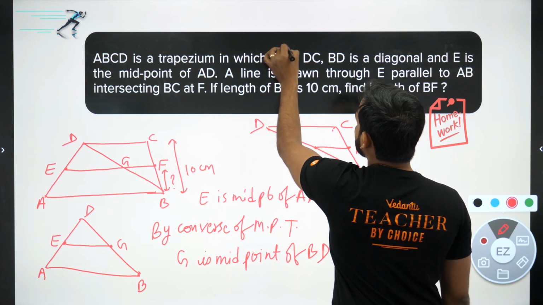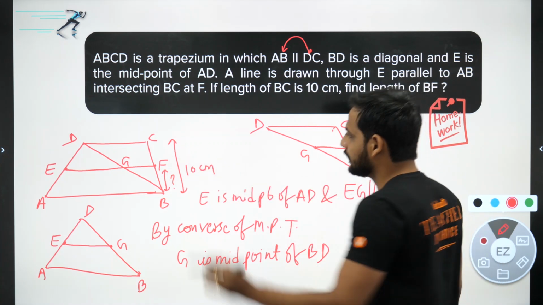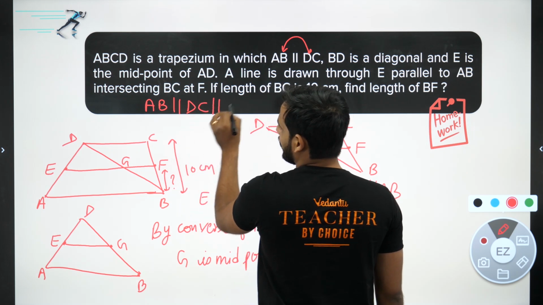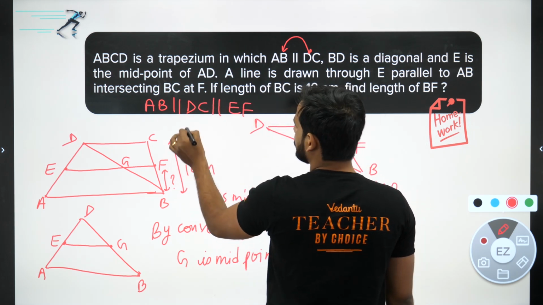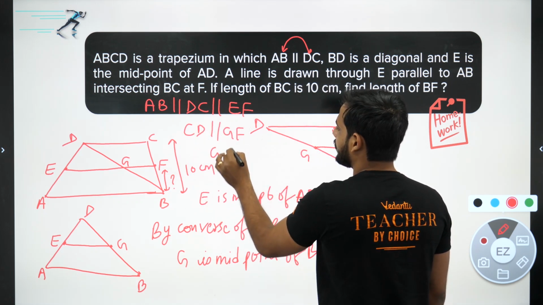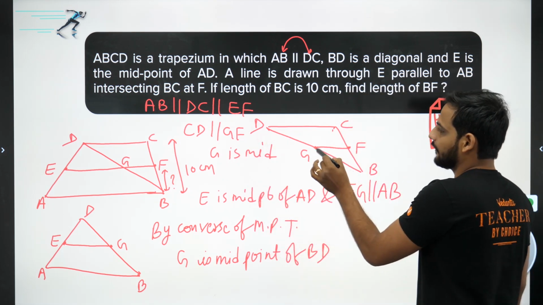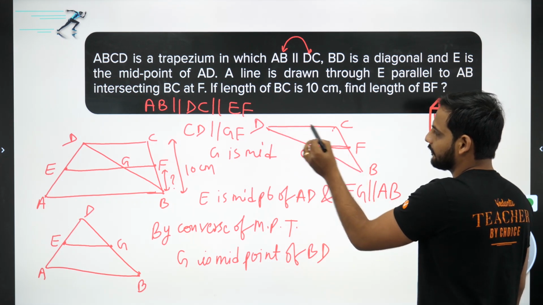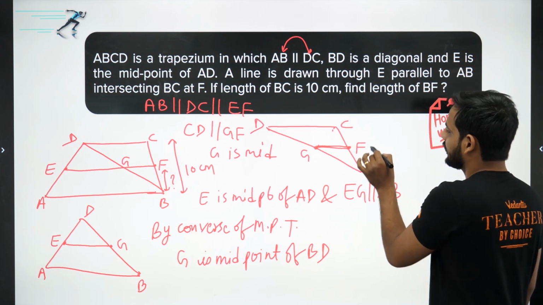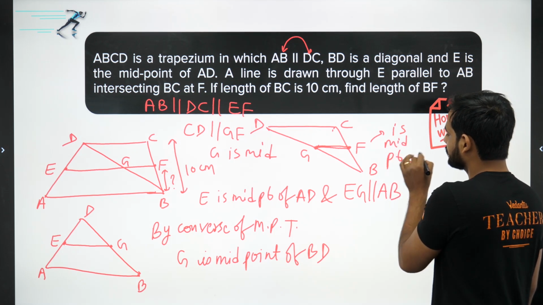Because AB and DC are parallel, and this EF is also parallel to AB. So I can say AB is parallel to DC is parallel to EF. So if these are parallel, I can say DC or CD is parallel to GF, right? And G is the midpoint. So again by using the converse of the midpoint theorem, I can say that from a midpoint, if you draw a line parallel to any one side, the line will intersect the third side at its midpoint. So from here I have got F is the midpoint of BC.